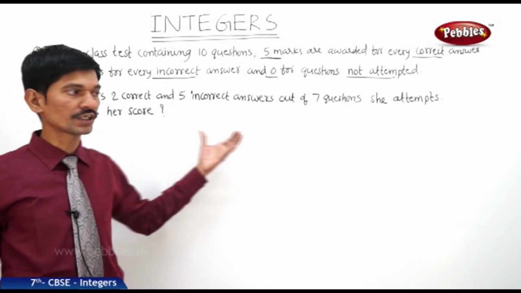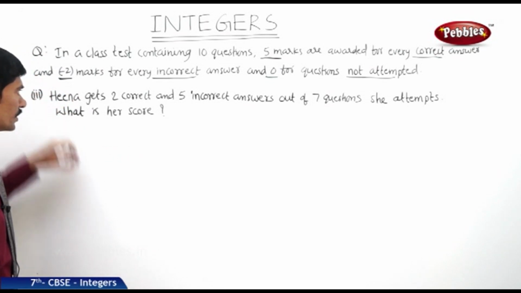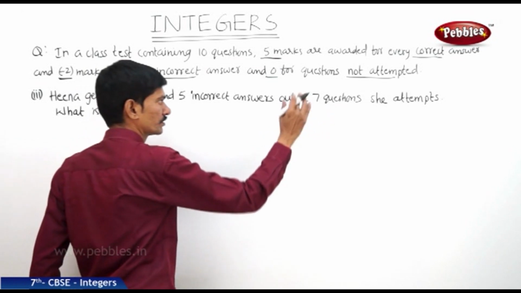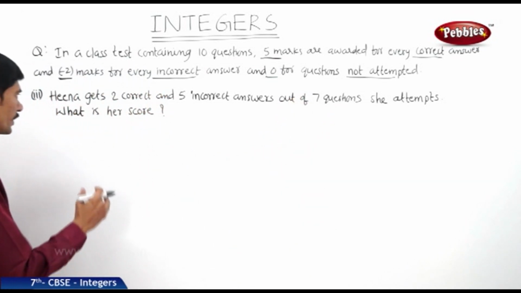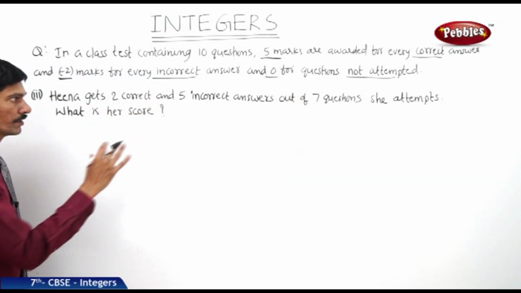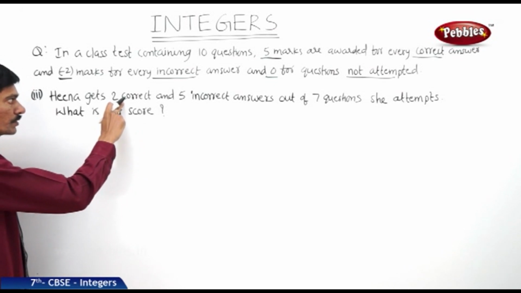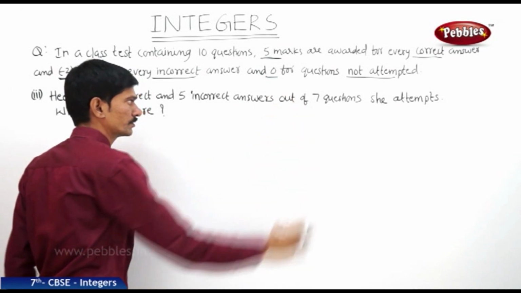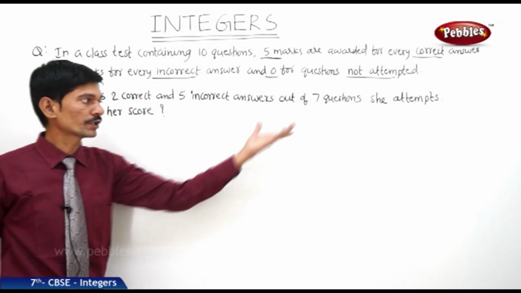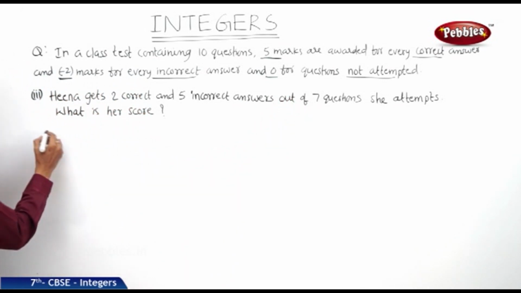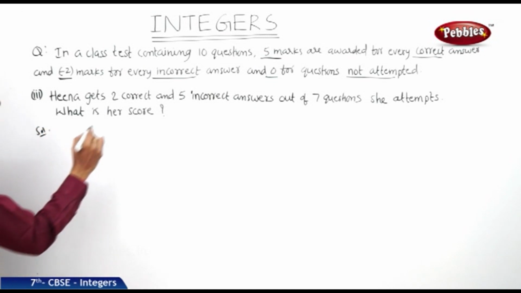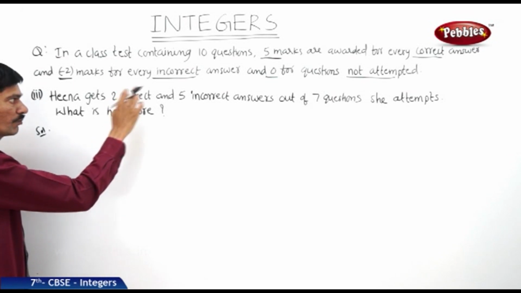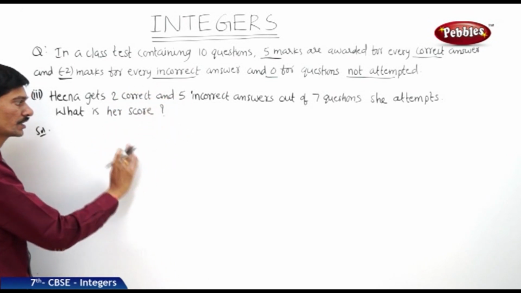Now let us see the third case in this question. Hina gets 2 correct and 5 incorrect answers out of 7 questions she attempts. Then we have to find her score. So out of 7 questions she wrote 2 correct answers and 5 incorrect answers. Means she did not attempt the other 3 questions. Now we should find the marks given for 2 correct answers and marks given for 5 incorrect answers.